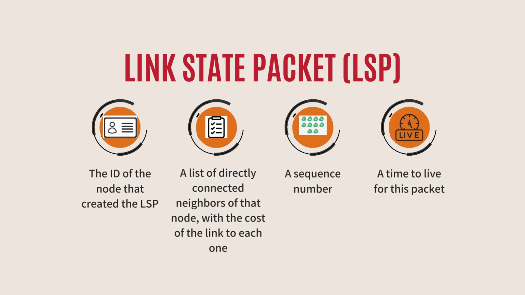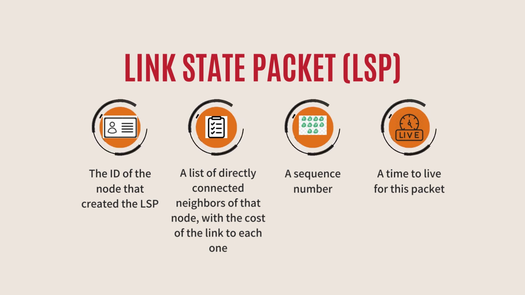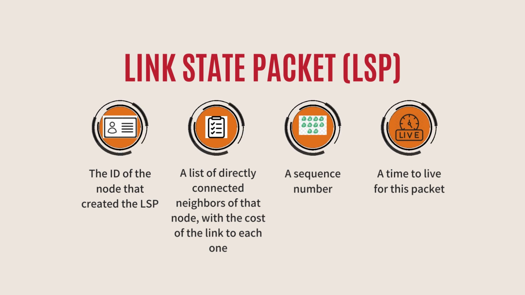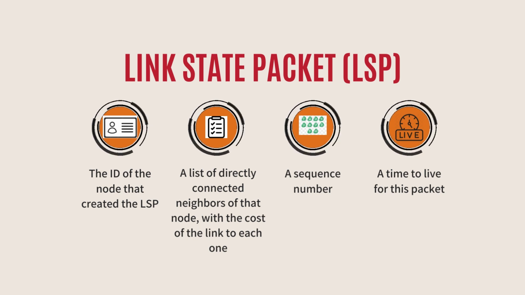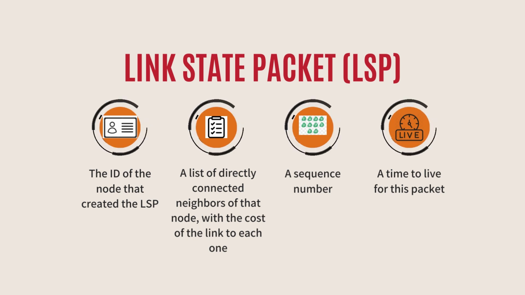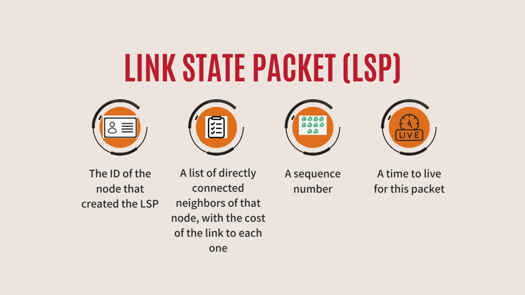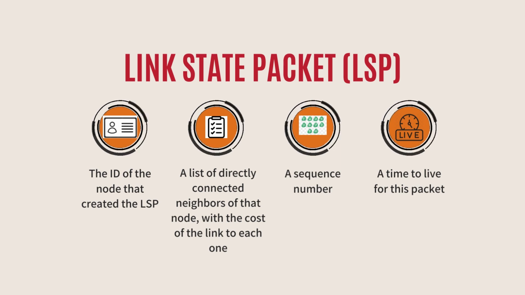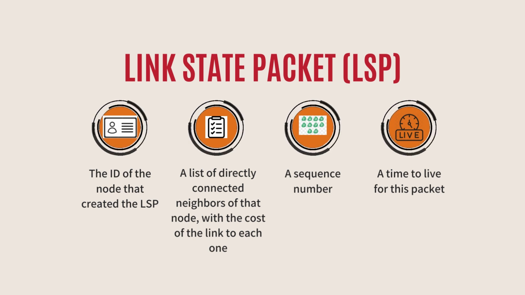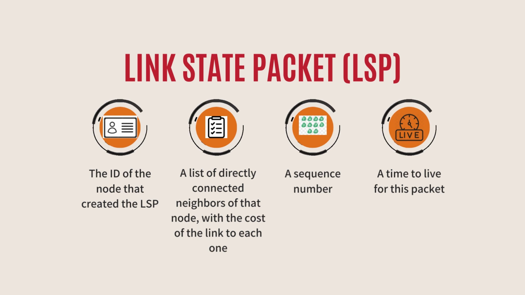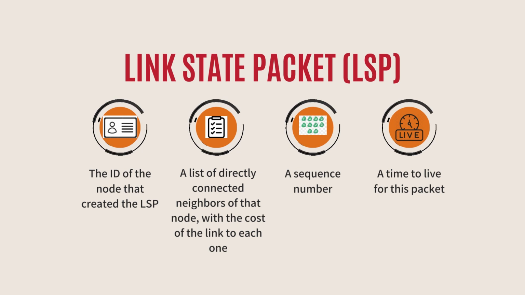A link state packet will contain four pieces of information. One is the ID of the node that created the link state packet. Second is a list of directly connected neighbors to that particular node with the cost of the link connecting those nodes, and third, the sequence number of that link state packet. And the fourth one is the time to live for that link state packet. The first two, the ID of the node and the list of directly connected neighbors, are used for route calculation, and the last two pieces of information in the link state packet are used to make the process of flooding the link state packet to all nodes reliable.